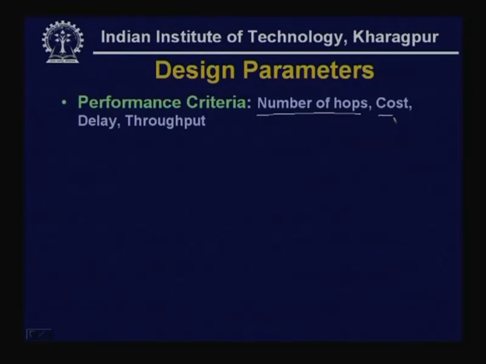Another parameter can be cost. Suppose you have a node and you have several paths, so you have several alternatives. The bandwidth of these particular links may be different. If the bandwidth is high, then the average cost for sending through that particular path may be smaller. So, you may consider sending the packets through a high bandwidth route, so that the cost is less.